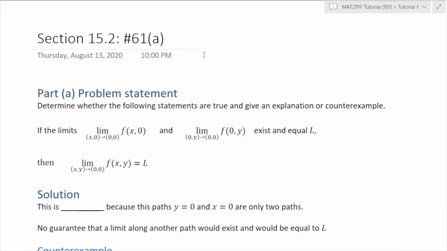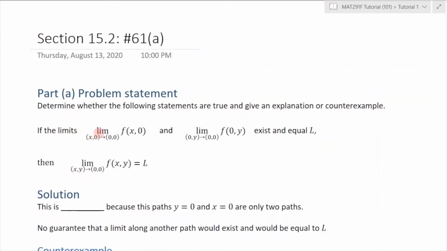This would be question number 61A from section 15.2. It gives you a statement and it asks if it's true or false, and then it asks for an explanation or counterexample. The statement is like this.